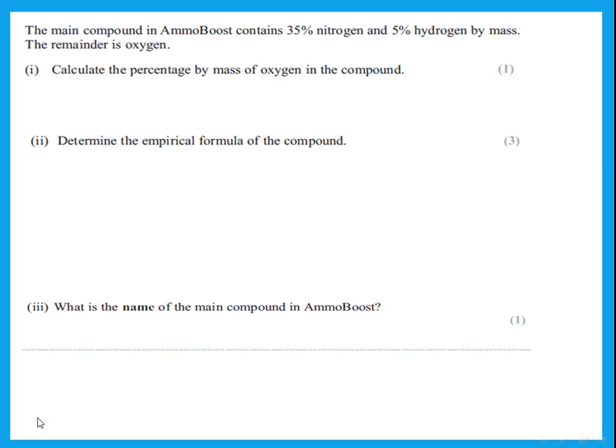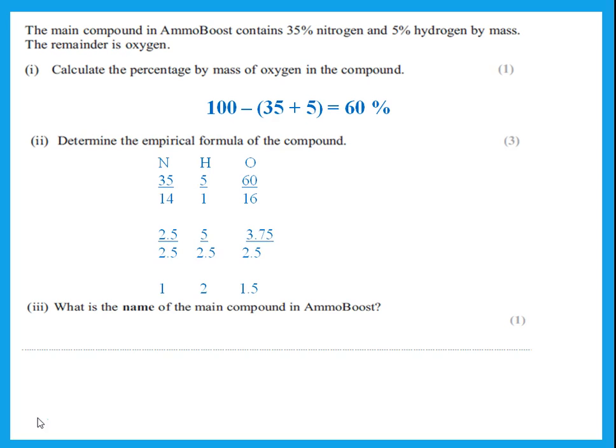The remainder is oxygen. So how do we get percentage of oxygen? Percentage of oxygen is the remainder of that from the 100. So 100 minus that is 60%. Now determine the empirical formula of the compound. Do you remember how to get empirical formula? You write the percentages, divide each of them with the mass number, then the numbers that come out you divide by the smallest, and it comes out to be 1 to 2 to 1.5.